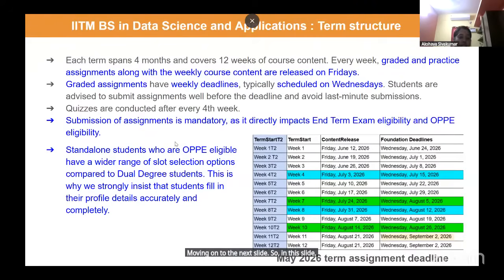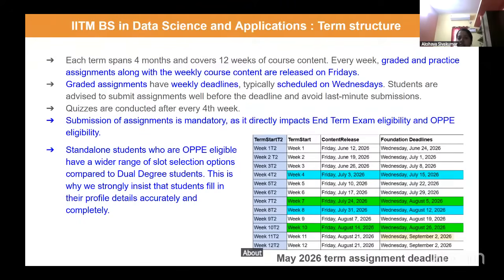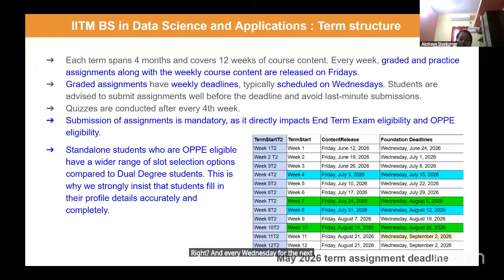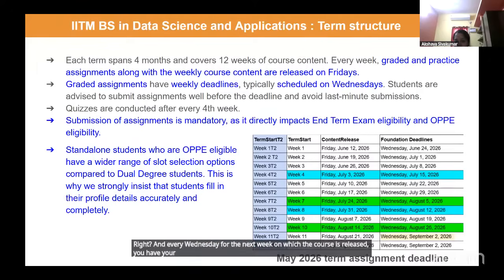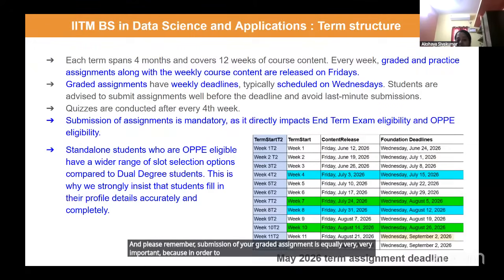In this slide, I've just explained how the term structure is. The term structure is given in detail here. Every term spans about 4 months, and we have 12 weeks of course content. Every Friday, the weekly course content is released for you. And every Wednesday for the next week on which the course is released, you have your weekly assignment deadlines. Please remember, submission of your graded assignment is very, very important, because in order to be eligible for the end term exam, the graded assignments play a vital role.